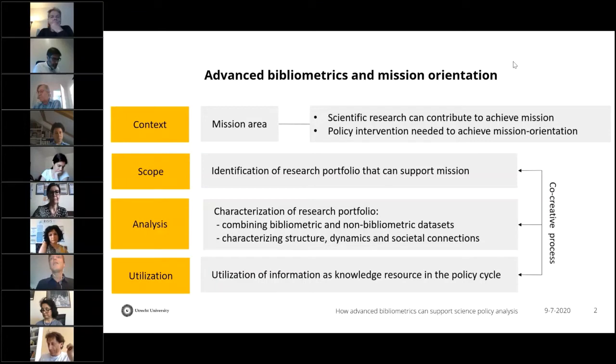So when I read the policy brief, and also knowing some of the projects that are going on at the Center for Science and Technology Studies in Leiden, I thought let's just take a step back and think a little bit about what the actual idea looks like. And then I came up with this particular slide, on advanced bibliometrics and how to move to a more mission-oriented approach, or how to link those two.